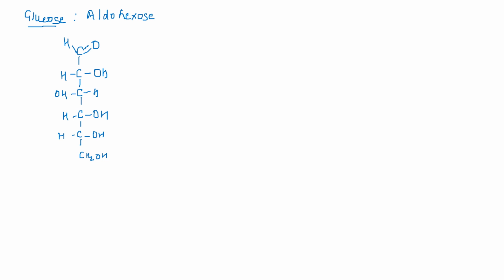Now let's use a different color. Carbon 1 will be an aldehyde group, then 2, 3. On the third carbon, the OH will be on the left side. Then 4, 5, and 6. So this is the structure of D-glucose.